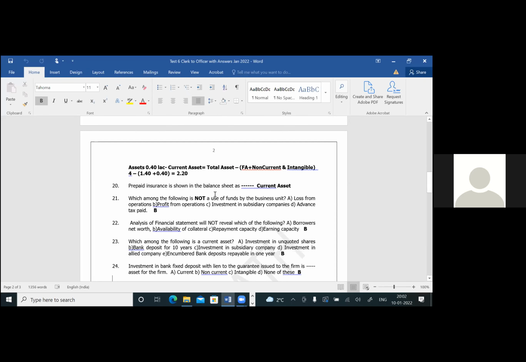So which among the following is not a use of funds? B is not a use of funds. B is the source of funds. Question number 21, answer is B. Question number 22.